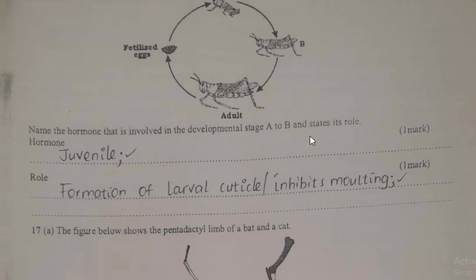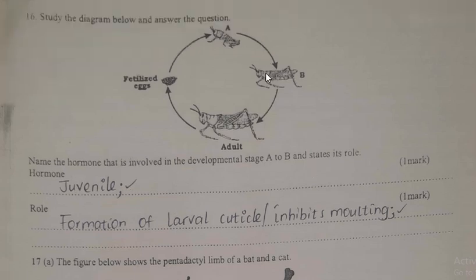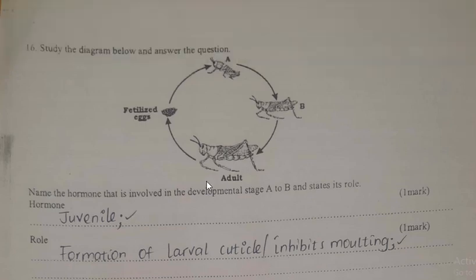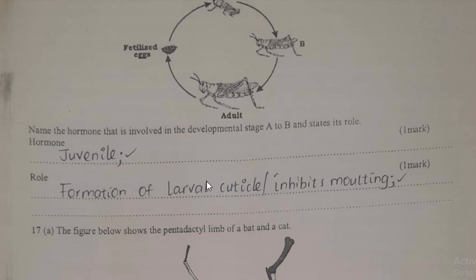That is juvenile hormone. As you can see, it is maintaining the larval characteristics, promoting formation of larval characteristics and maintaining them, and also inhibits molting. So the role is formation of the larval cuticle or inhibiting molting. Then the hormone which causes molting is ecdysone, and the process is called ecdysis.